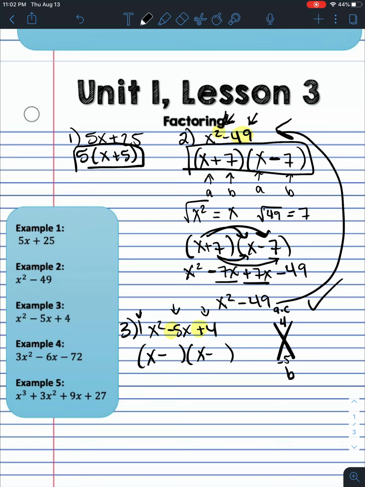that multiply to give me 4, so they multiply to give me that number, and add up to give me negative 5. So what two numbers multiply to give me 4 and add up to give me negative 5? I'm going to go with negative 1 and negative 4, right?